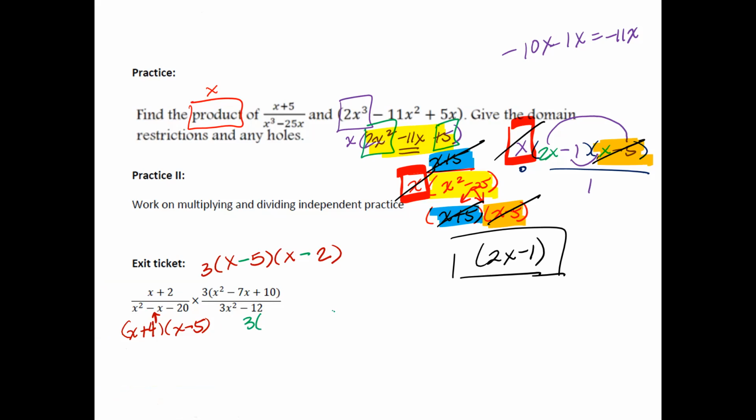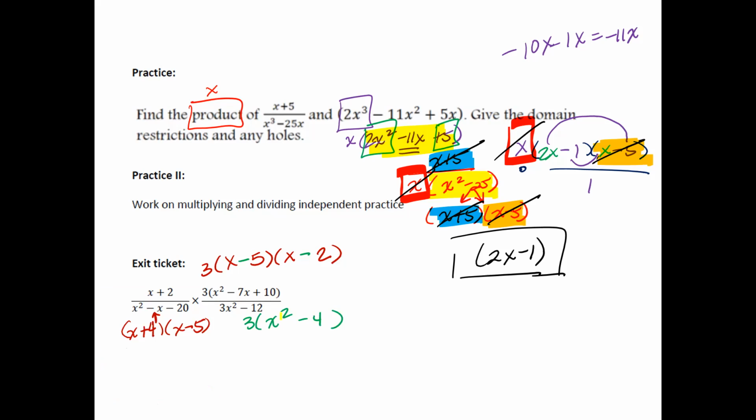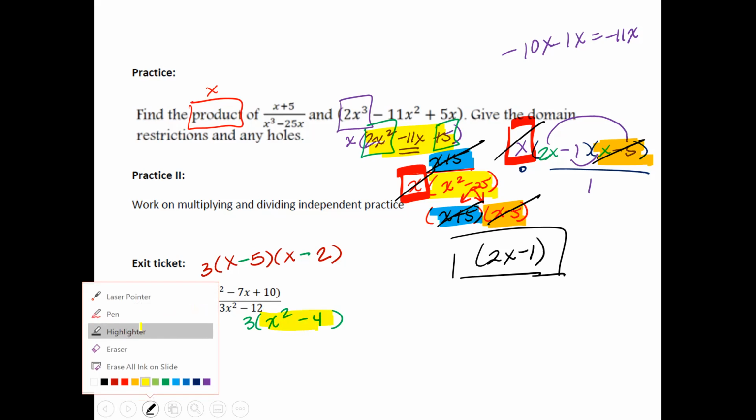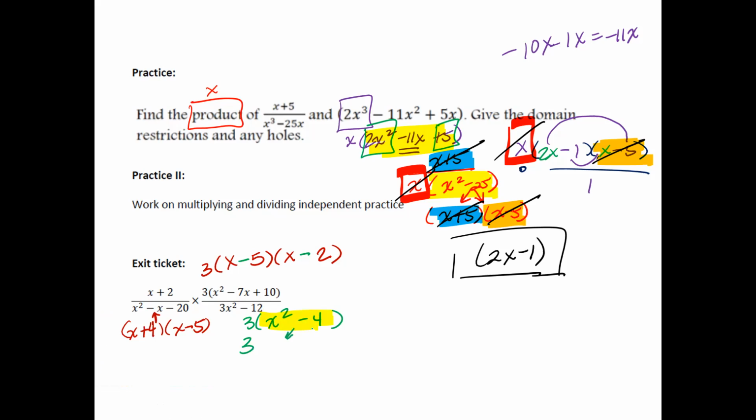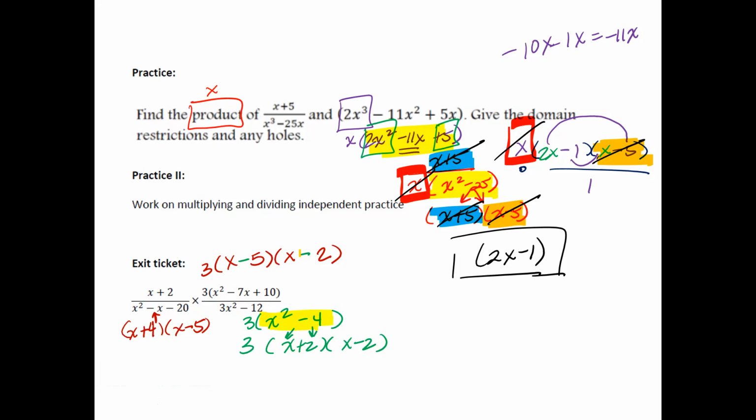On the bottom, take your 3 out. You get an x squared minus 4. Notice that your x squared minus 4 is a special factorization. So you can actually split it into x plus 2, x minus 2. Now let's go ahead and highlight all the ones that I have that match. X minus 2, top and bottom, they will cancel. X minus 5, top and bottom, they will cancel.